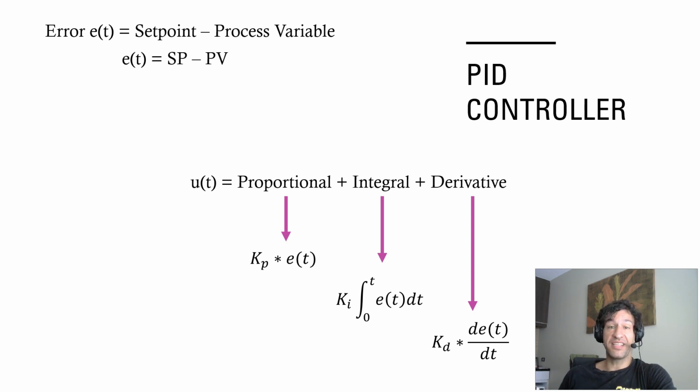We can see here that each one of these components has a constant, Kp, Ki, and Kd. These are the constants that define how the PID controller is going to behave. And it's important to say that we need to tune these constants and define their values in order to get the best possible outcome for our system.